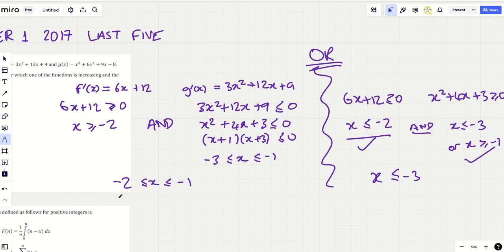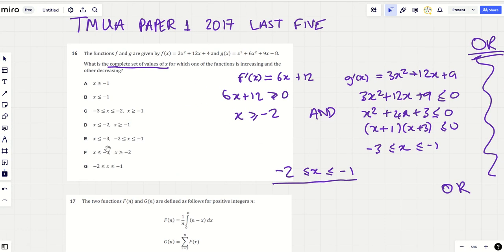And so the complete set of values is this one or this one, and hence the answer is in fact, what is that? Where is it? E, I think. There we go, that's that one. So that's really about logic, but questions are often about logic, so look out for that.